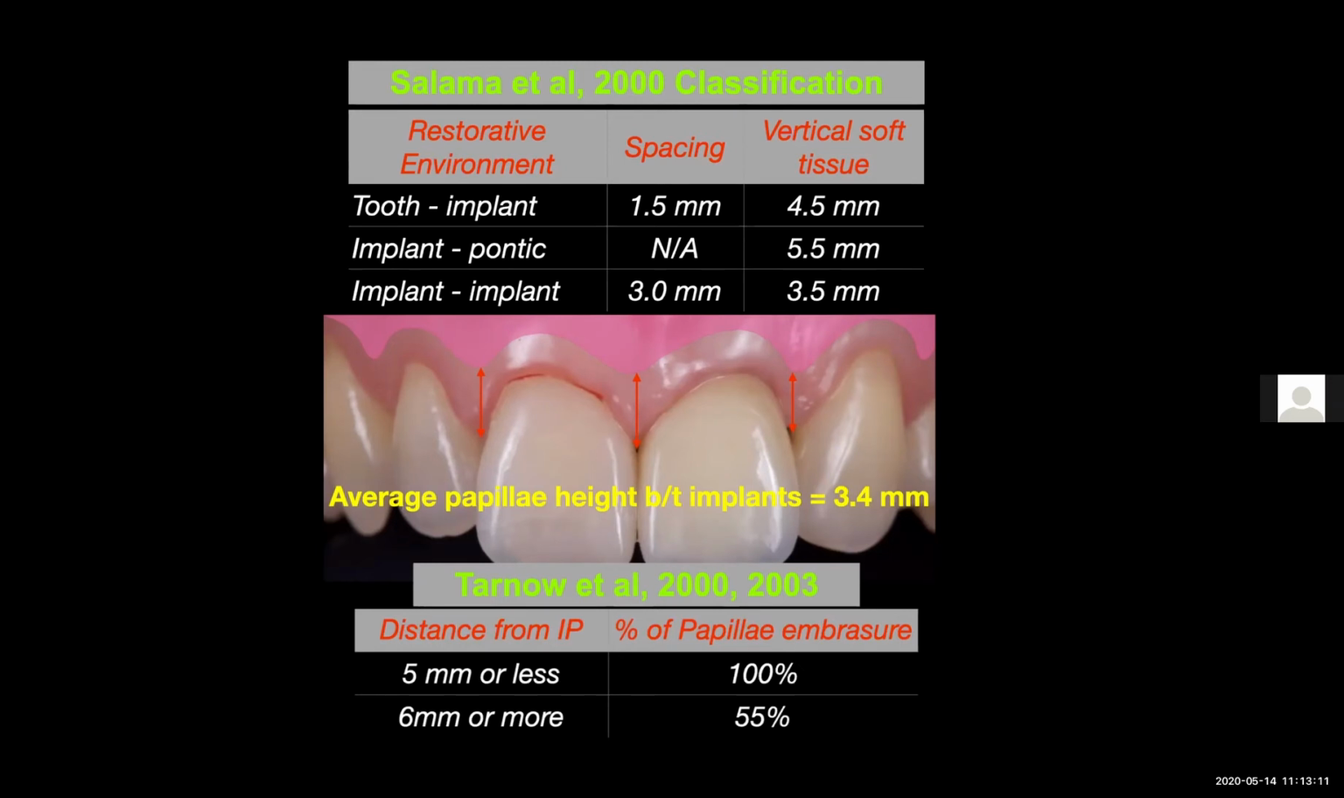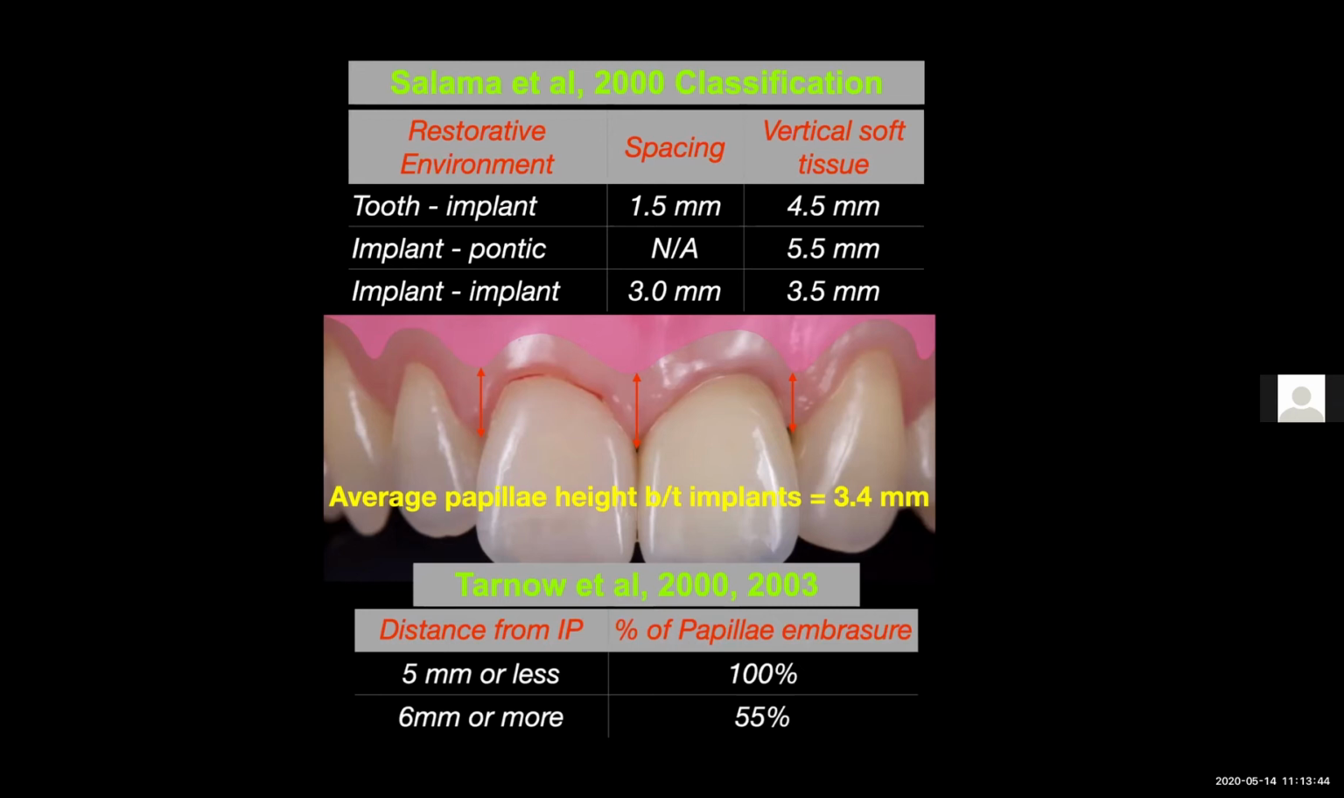And to put things in context for you, research from Tarnow and Salama shows that we can have a predictable interdental papilla height when proper spacing is followed. And by correlating their studies together, we know that when the distance between the proximal contact and the interdental crestal bone is 5 millimeters or less, a full papilla height of 4.5 millimeters between the implant and natural tooth can be expected. But with just 1 millimeter of interdental crestal bone resorption as a result of compression necrosis, almost half of that papilla height will be lost.